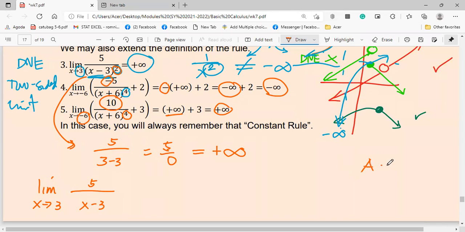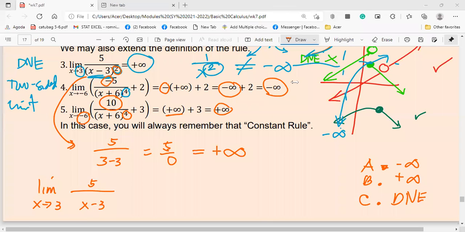I'll give you an option. A, negative infinity. B, positive infinity. C, D and E. May you please comment your answer? A, B, or C? 5 seconds. The answer is C. Okay?